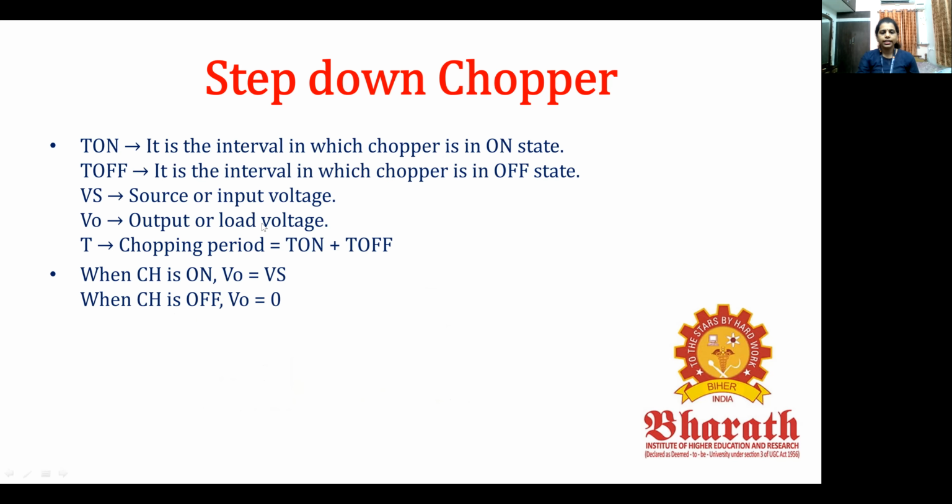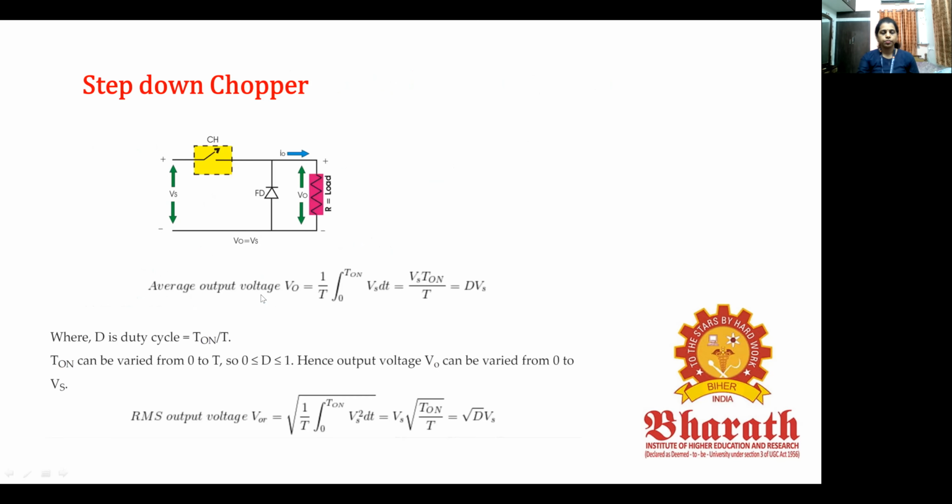T on is the interval in which the chopper is in on state. T off is the interval in which the chopper is in off state. Vs is the input voltage or the source voltage. V naught is the output voltage or the load voltage. The total time period is called the chopping period. And this is a brief note on the operation. When CH is on, that is when the chopper switch is on, V naught is equal to Vs. When CH is off, V naught is equal to 0.